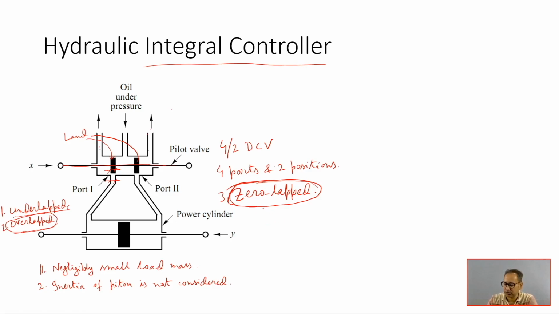So, we will consider the zero lapped valve as the third assumption. These are all important assumptions. Another, fourth assumption is incompressible fluid flow, that the fluid is incompressible. That means this fluid density rho is constant. So, that is the meaning of incompressible fluid flow.